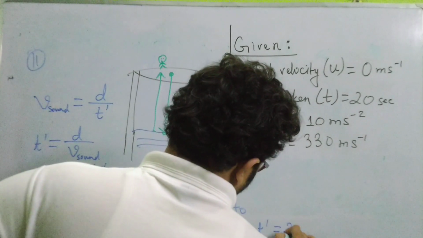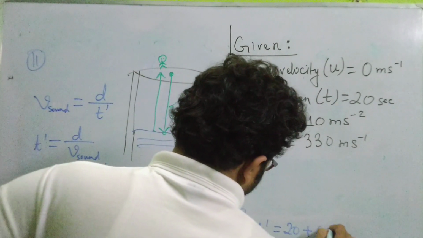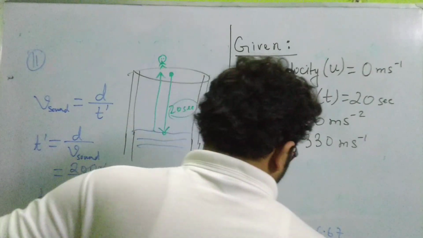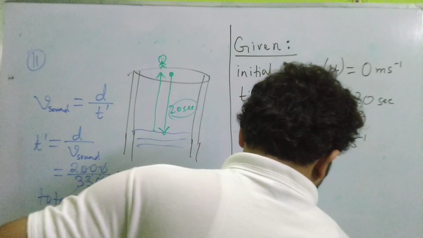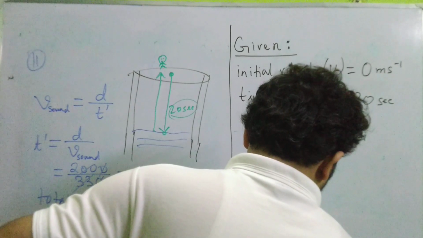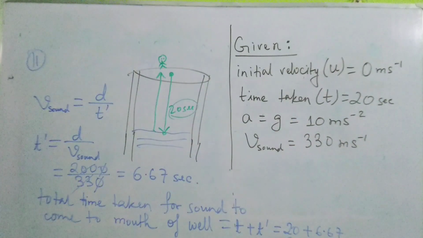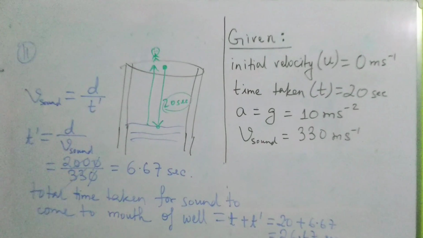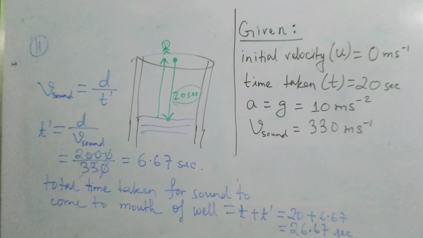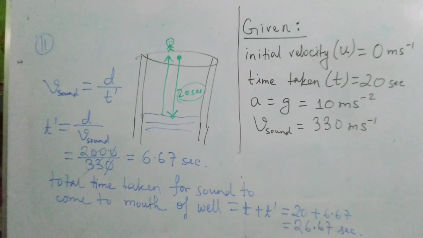So it turns out to be 20 plus 6.67, which is 26.67 seconds. Approximately you can consider it to be 26 seconds. Okay, so this is the calculation. I think the calculation part is clear, and the concept is also okay with you.